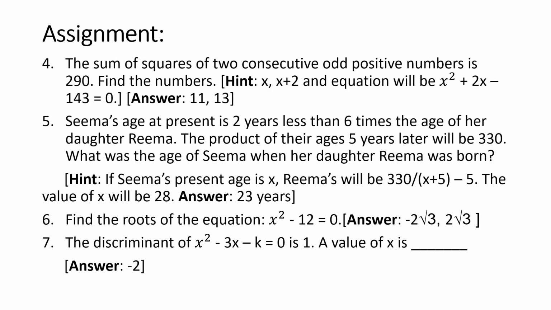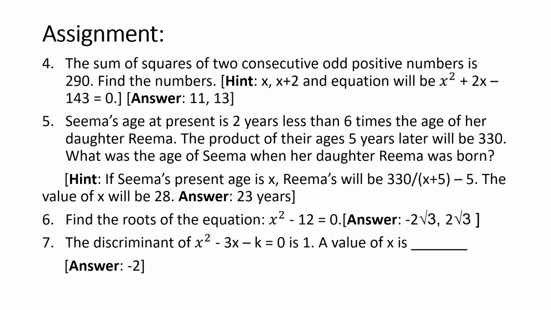Assignment problem 4. The sum of squares of two consecutive odd positive numbers is 290. Find the numbers. Now the numbers are two consecutive odd positive numbers. So odd numbers means if one is x, another one will be x plus 2. You will get the equation x square plus 2x minus 143 is equal to 0. And the answer is the numbers are 11 and 13.